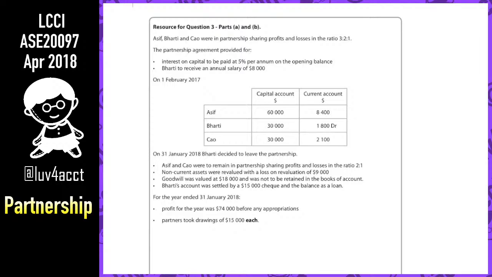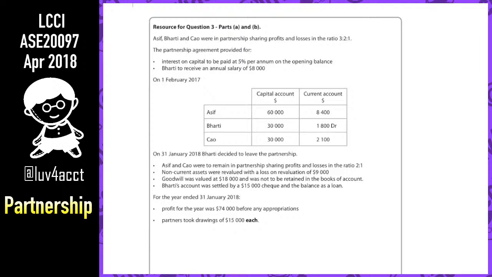A, B, and C were in partnership, sharing profit and losses in a ratio of 3 to 2 to 1. The partnership agreement provided for interest on capital, 5% on opening balances, and then B to receive an annual salary of 8,000. On the 1st of February, we have the following. And then at the end of the year, 1st of February being the start, then 31st January will be 1 year afterwards.